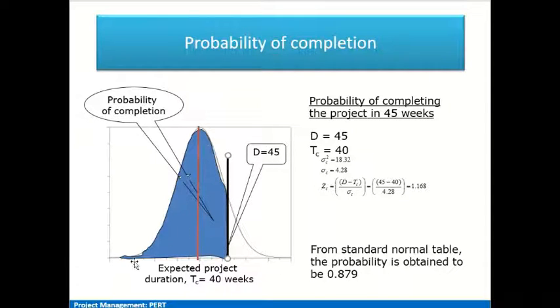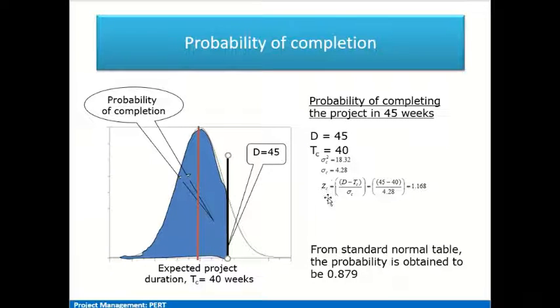This typical area is related to the statistics which you might have already studied in your previous semesters. This particular area from 0 to 45 weeks represents the probability of completion of the project within 45 weeks, and the balance white portion under this curve represents the probability of not completing the project within the 45 weeks duration. So how do we calculate this particular probability of completing the project in 45 weeks?